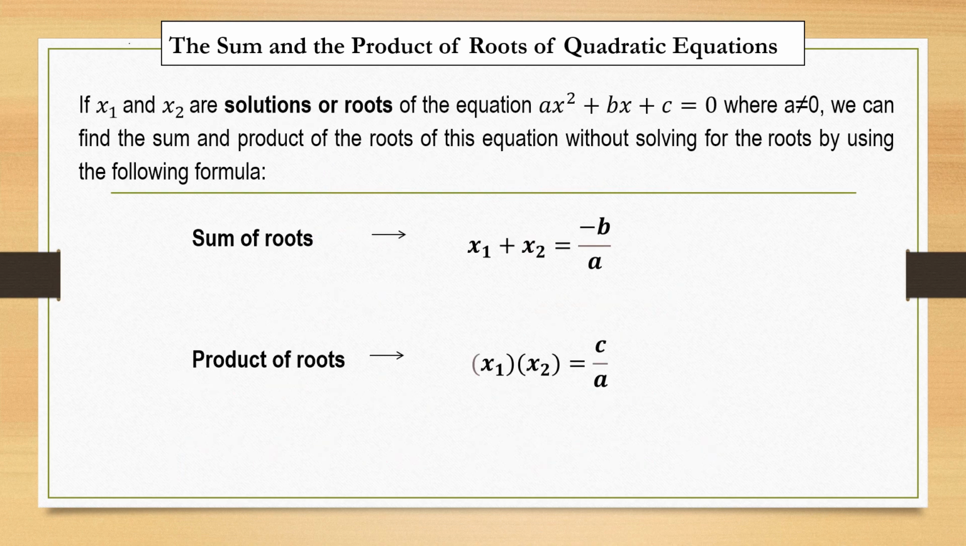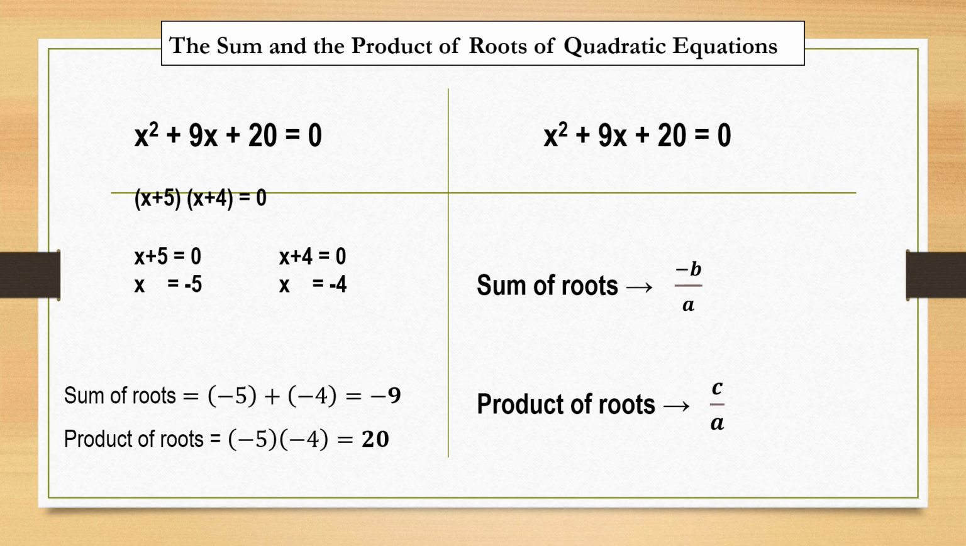But there is a shorter way of determining the sum and the product of roots of a given quadratic equation. Let me read. If x sub 1 and x sub 2 are solutions or roots of the equation ax squared plus bx plus c is equal to 0, where a is not equal to 0, we can find the sum and product of the roots of this equation without solving for the roots by using the following formula. Sum of the roots is given by negative b all over a, while the product of roots is given by c all over a.